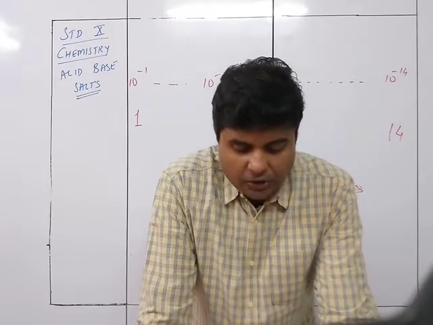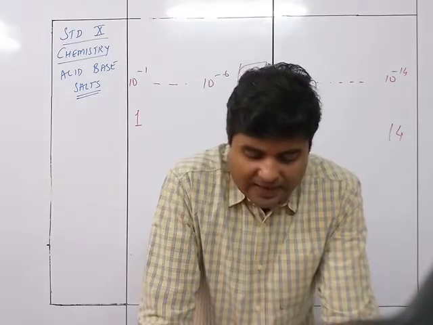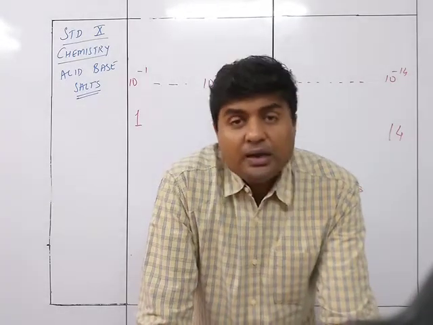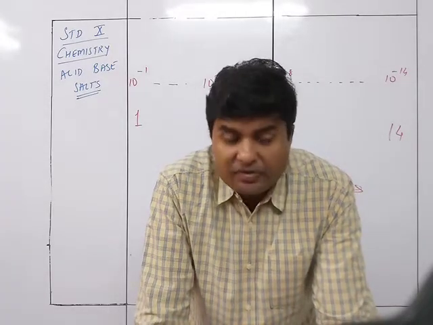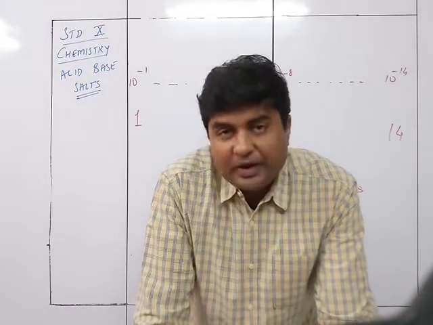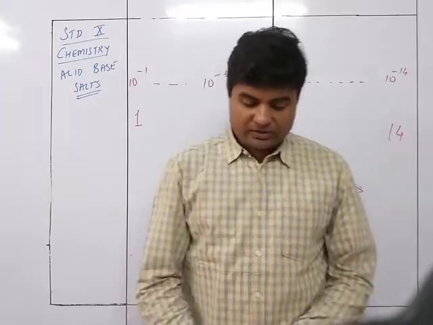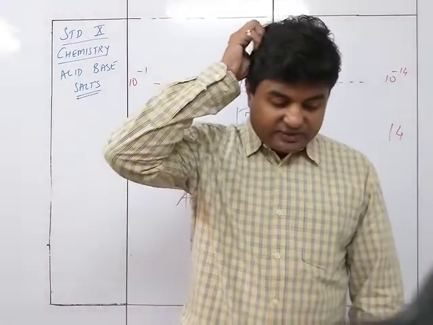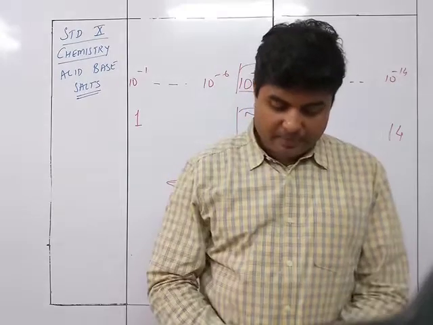Methyl orange, neutral will be orange, acidic will be pink, and alkaline will be yellow. Phenolphthalein, neutral will be colorless, acidic will be colorless, but alkaline will be pink. So this was the color changes which normally take place and are very important for the common bases.